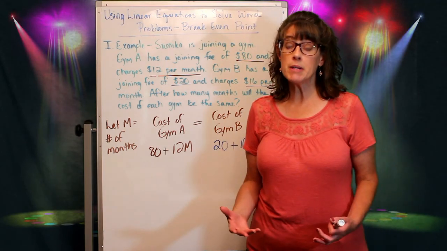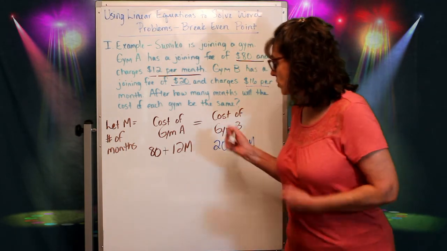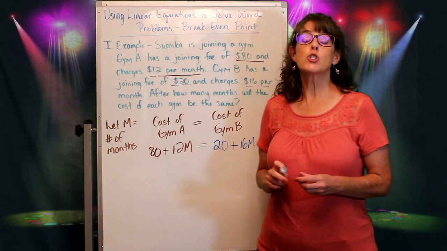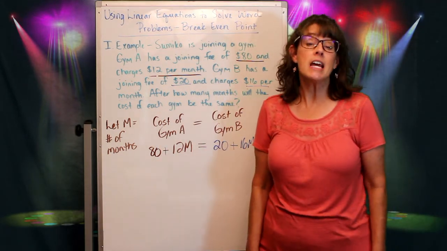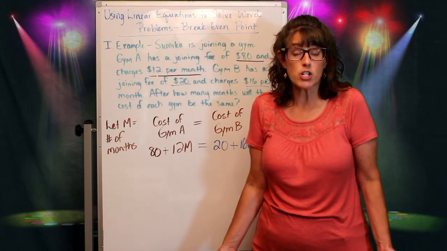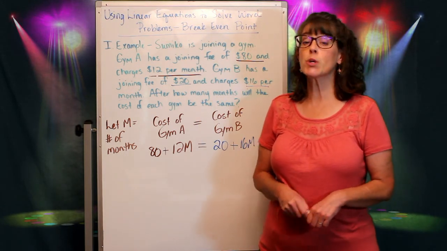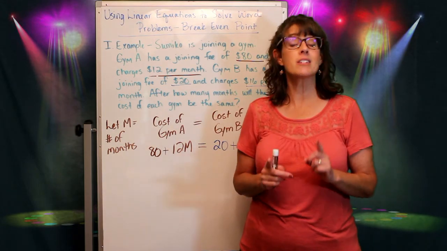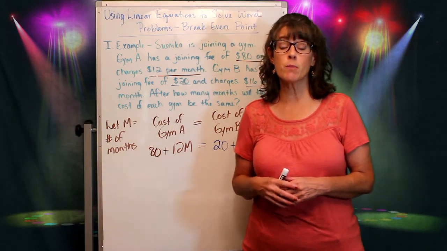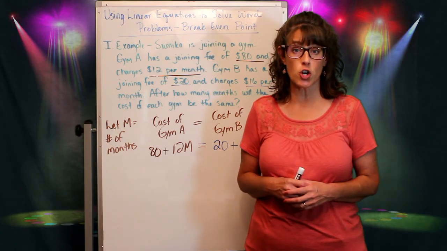What do I want to happen here? Yes, I want the two to be equal to each other. So at this point, I have done the hard part. I've set up my equation. Now all I have to do is solve that equation. And you know how to solve equations. We're going to get all the variables on one side, all the constants on the other side. And remember, it does not matter which side you get your variables on, and it does not matter which side you get your constants on.